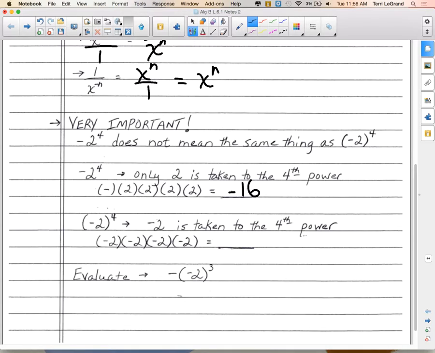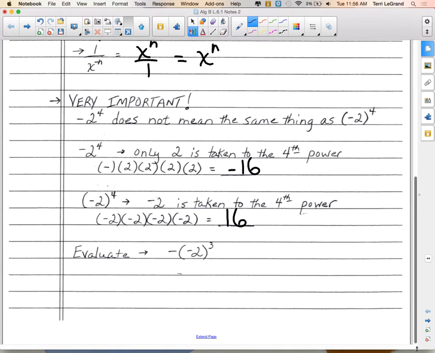But if you mean to take a negative 2 to the 4th power, this is how you would write it, with parentheses. Because now we're saying it's negative 2 that you want to raise to the 4th power. You want to take negative 2 times itself 4 times. What's a negative times a negative? Positive. Times another negative. Negative. Times another negative. Positive. Is it negative 16? No, it's positive 16. Two different things, two different answers.